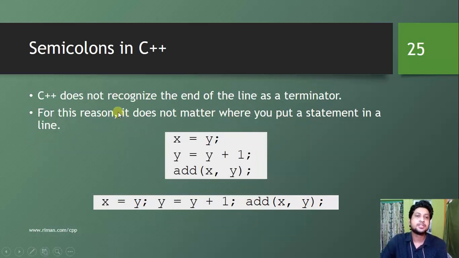Also, C++ doesn't recognize the end of line as a terminator. That means if we rewrite this set of statements, x = y, y = y + 1, and add(x, y), one after another with semicolons in between, they will serve the same purpose, because the semicolon is the terminator of the statement. This statement will be terminated by this semicolon, this one by this semicolon, and this one by this semicolon. So both of them do the same thing in C++.